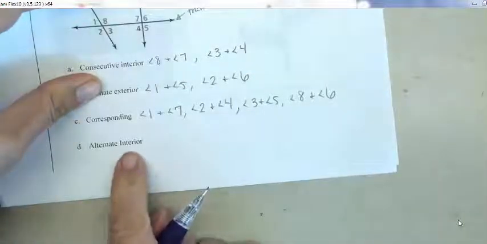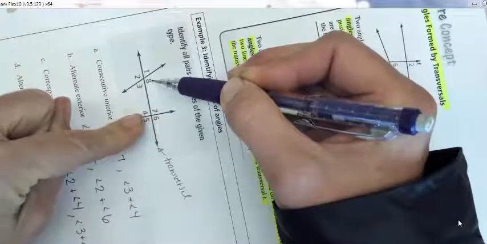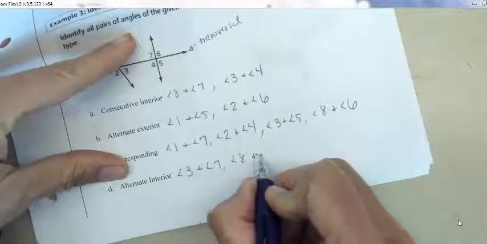Okay, and then the last one is alternate interior. Looking at these, actually, we should probably look at the definition first. Alternate interior angles lie between, or on the inside of, the two lines and on opposite sides of the transversal. So looking at inside, 8, 7, 3, and 4, but on opposite sides of the transversal. So that's going to be 3 and 7 and 8 and 4. So angle 3 and angle 7, angle 8 and angle 4.